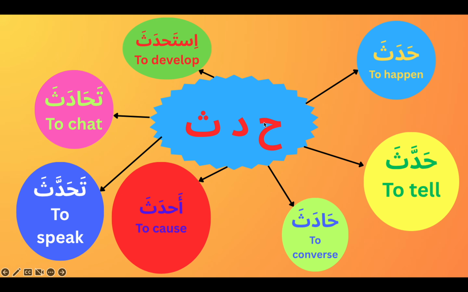Okay, so for example, we've got the root pattern of ha, dal, and tha, and we're going to see the meanings that this root pattern takes on when we put it in form 1, form 2, form 3, form 4, form 5, form 6, and form 10. So it's a really great way to improve your vocabulary.